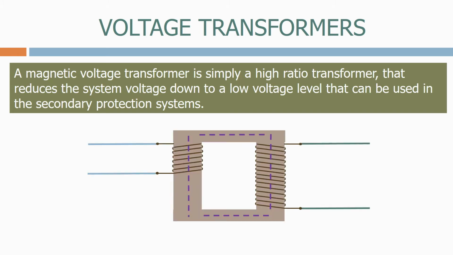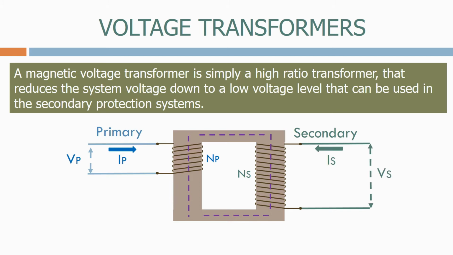Here's a typical voltage transformer connection. We call the high voltage winding the primary and the low voltage winding the secondary. On the primary, we have the turns ratio NP. We have a primary voltage and a primary current. On the secondary, we have the turns ratio NS. We have the secondary voltage Vs and the secondary current Is.